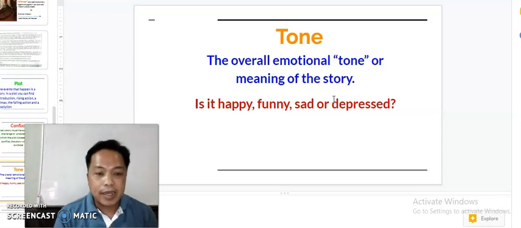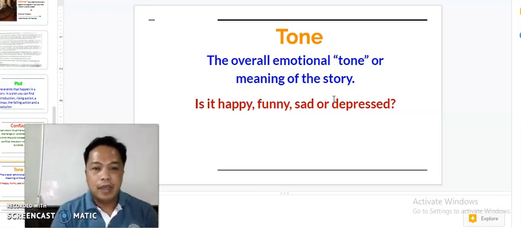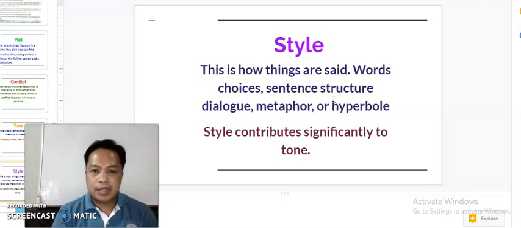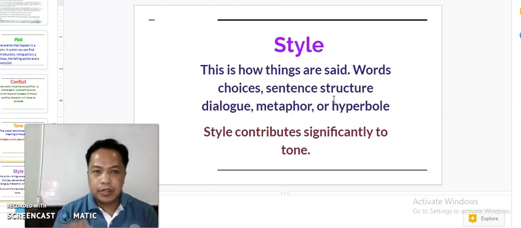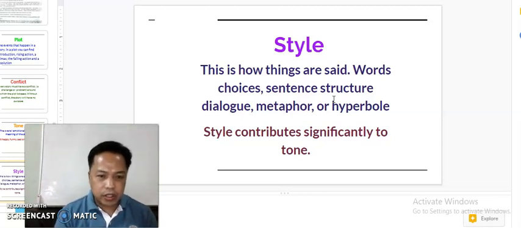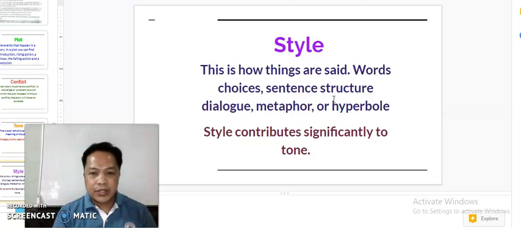And the last one is the style. So these things are said. Word choices. What words are we going to use to tell the story? Sentence structure. What kind of sentences? The structure of the sentences. Dialogue is the conversation between two or more people.